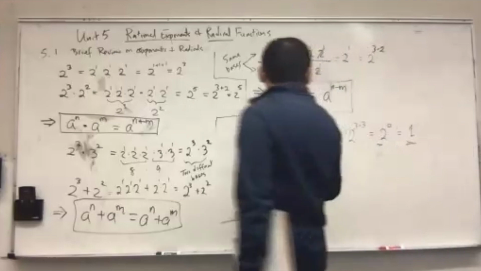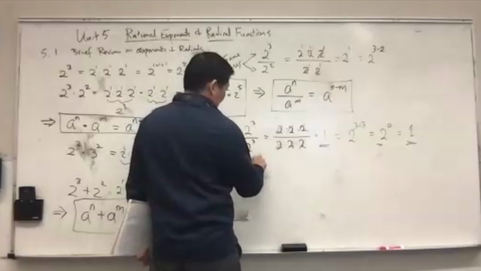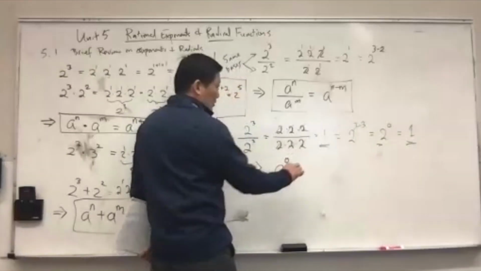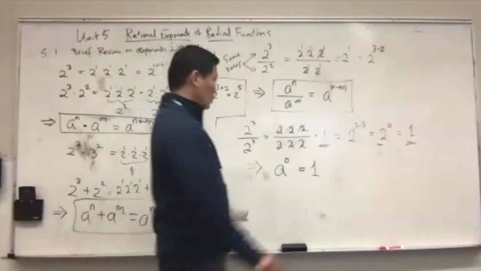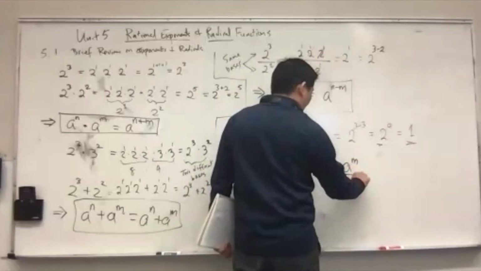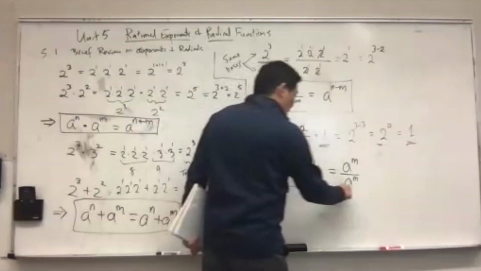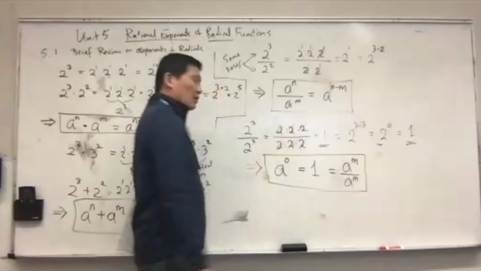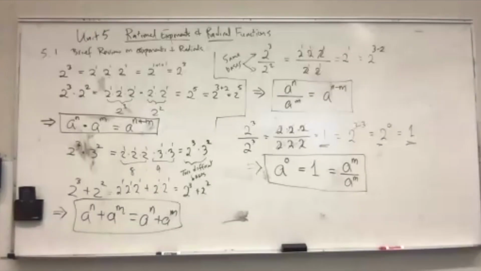So what do we have? We have a to the 0 power will always equal 1, because we know this means a to the n over a to the n. This is what it means. Anything to the 0 power is basically suggesting that you're taking that divided by itself. Okay? Make sense?